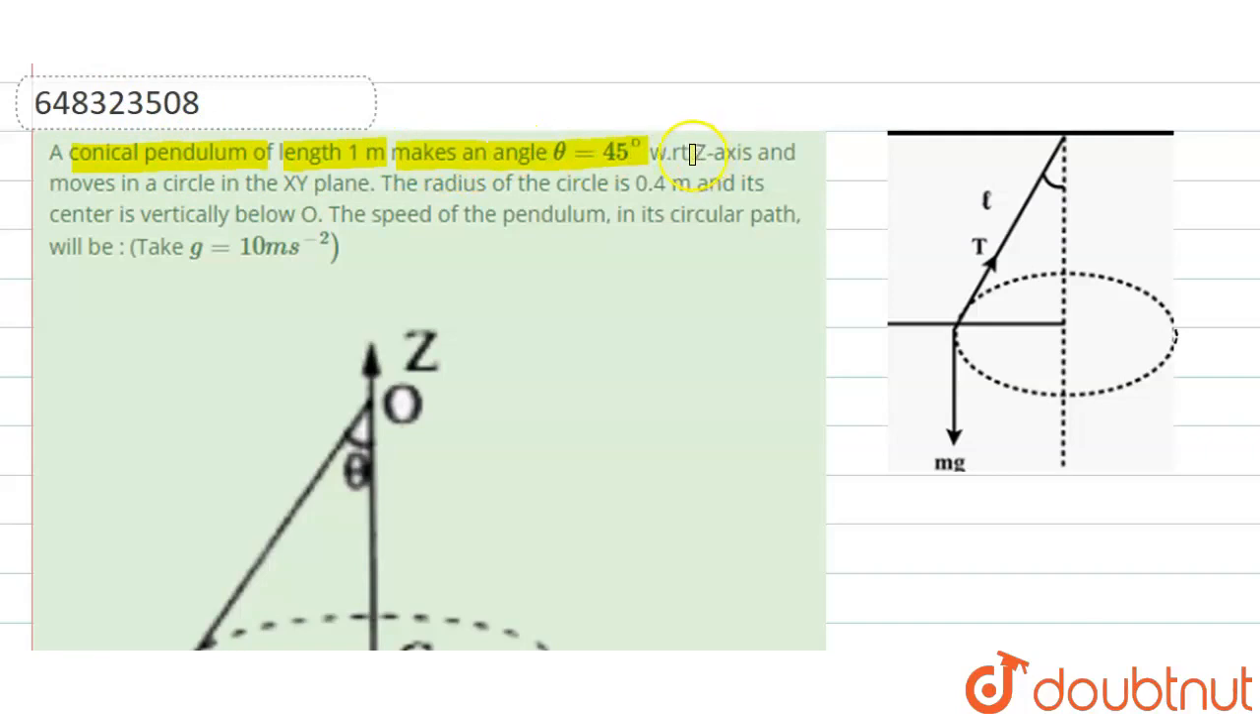Hello friends, here the question is: a conical pendulum of length L makes an angle theta equal to 45 degrees with respect to the z-axis and moves in a circle in the xy plane. The radius of the circle is 0.4 meter and its center is vertically below O. The speed of the pendulum in its circular path will be, take g equal to 10 meter per second squared.